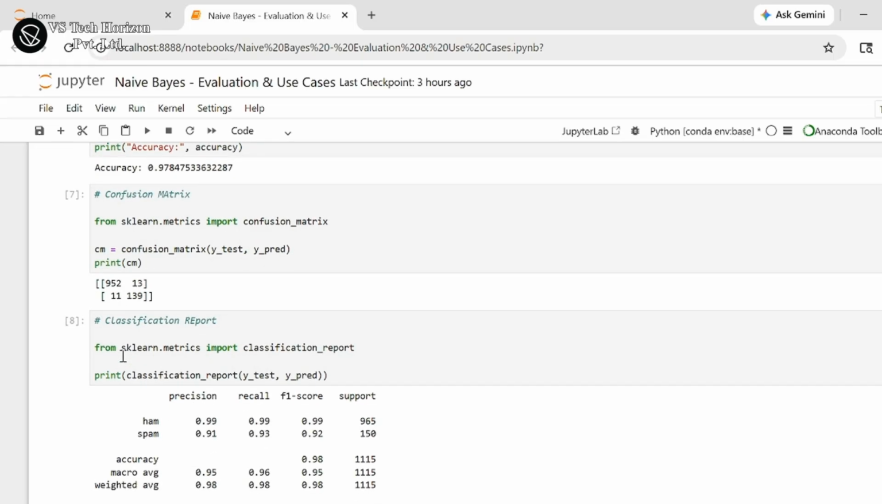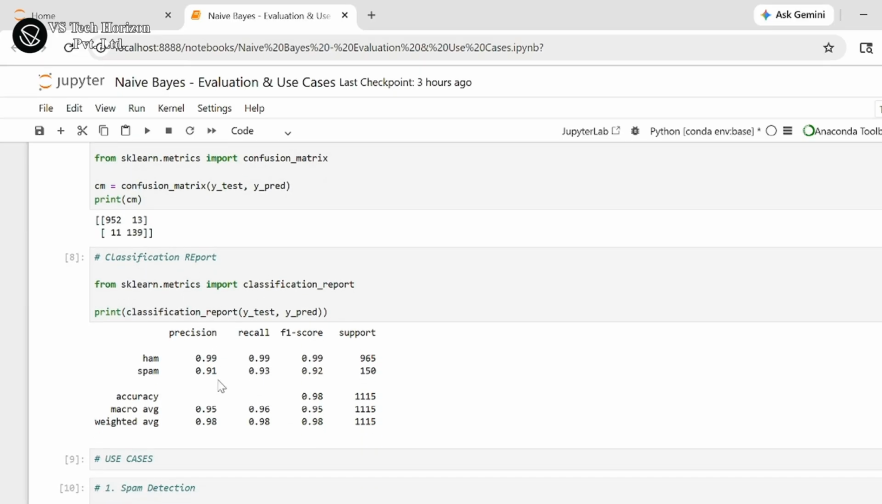Next comes the classification report. This report provides deeper evaluation metrics like precision, recall, and F1 score. And following is the code used for it, and we are provided with the output. Here, precision tells us how accurate the predictions are, while recall shows how many actual spam messages were detected, and F1 score gives a balance between both.